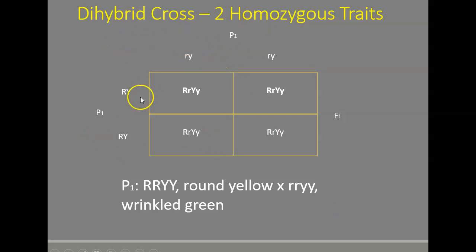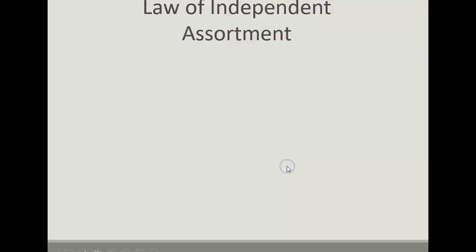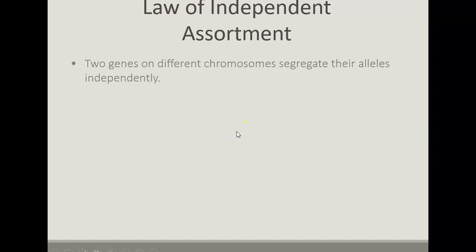And again, it works when you have simple combinations. This is a dihybrid cross for 2 homozygous traits. When you're homozygous for a trait, you only have 1 combination here, so RY, capital R capital Y, it's fairly straightforward. And all of the offspring are going to exhibit the dominant traits in this case. What's important to note is now we're going to move on to what's called the law of independent assortment.